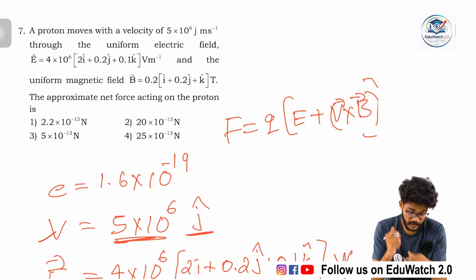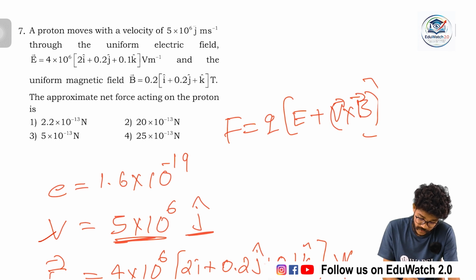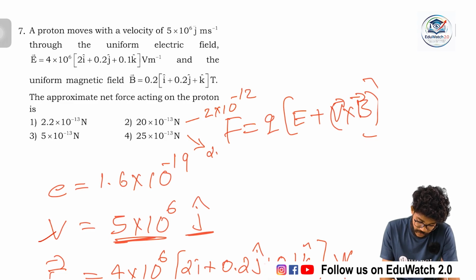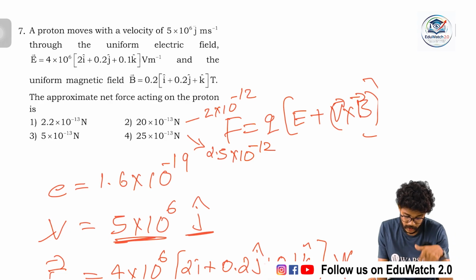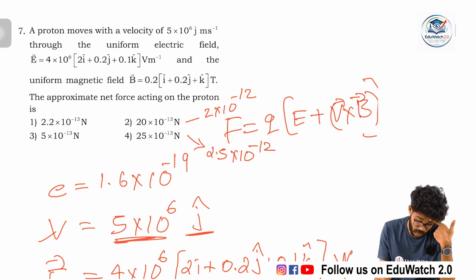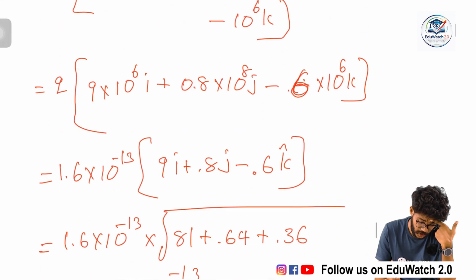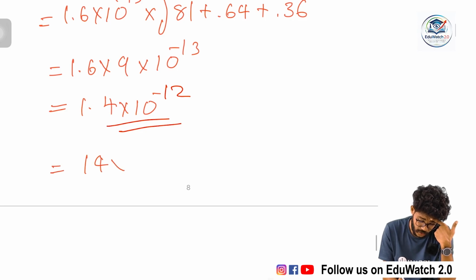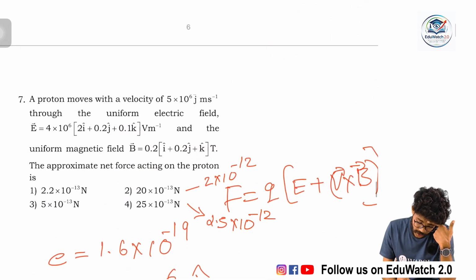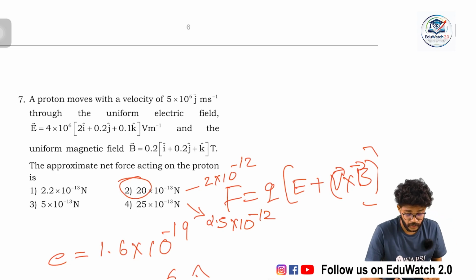Here the first option we can't change. The second option we can change to 2 into 10 raised to minus 12, and the last option is 2.5 into 10 raised to minus 12, and no other options we can change. The first option, if we want our answer in 10 raised to minus 13, we can change our answer, which is 14 into 10 raised to minus 13. Okay, our magnitude is 14. Okay, 14 is very nearer to 20. So option 2 is the correct answer.